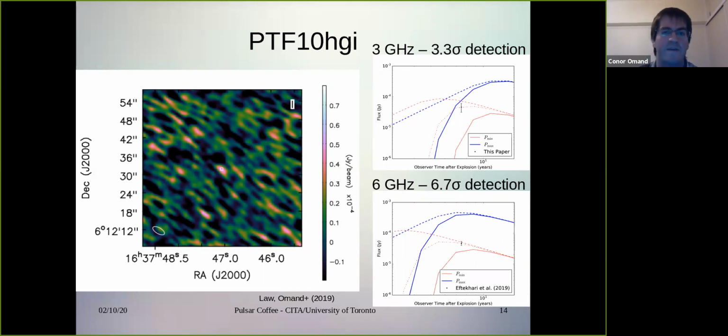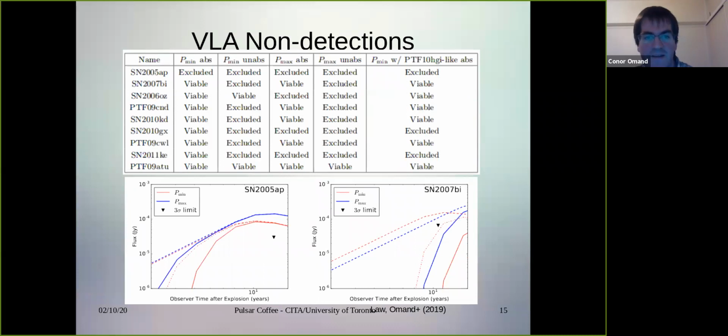And for the rest of the sources, we didn't get any detections. I'm just going to explain what this table is. You can see for Supernova 2005AP, our lower limit is below all of our model predictions. So all of the models we have are excluded. So you can see for AP here, all of them are excluded.